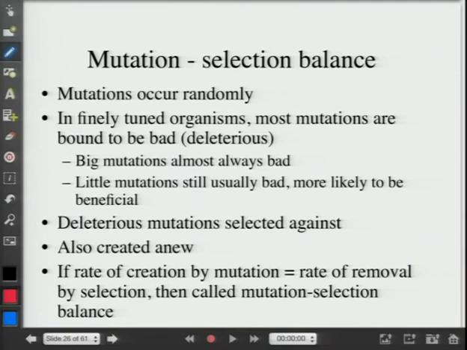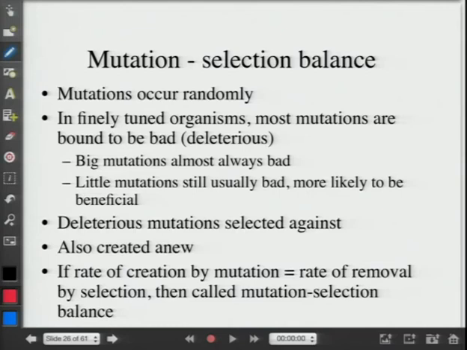So the idea of mutation selection balance is an equilibrium state between the rate of mutation and the rate of removal by selection. If those forces balance each other, then you will have a non-zero equilibrium frequency of a deleterious mutation.